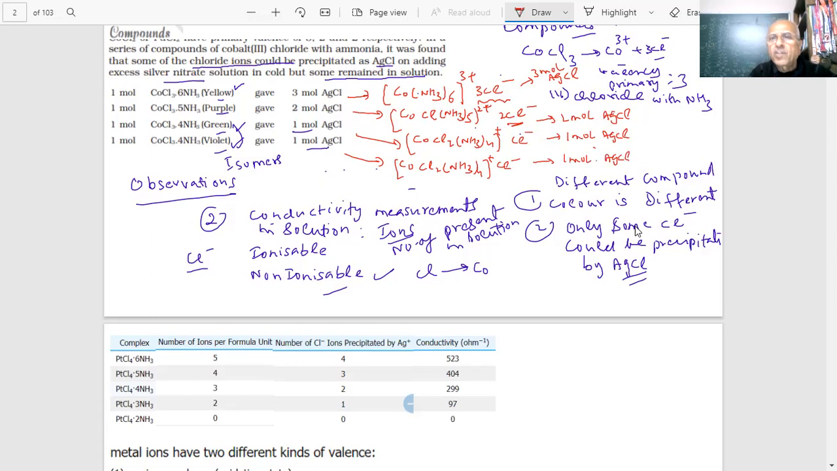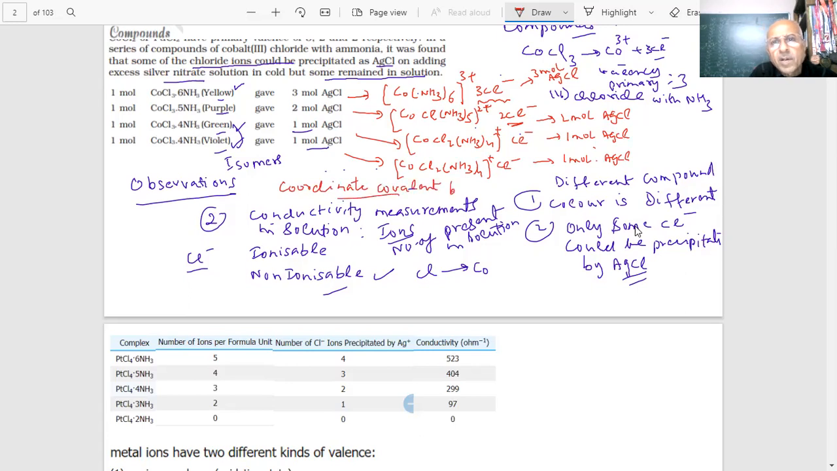Because there is one ionizable here, that means there are two types of valencies now, student: ionizable and non-ionizable. This Cl is attached to the cobalt, bonded to the cobalt, which we call a coordinate covalent bond. But I will show you the picture of that.